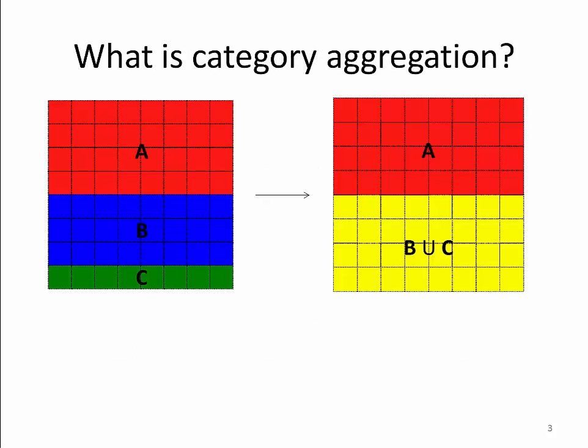You might be wondering, what is category aggregation? Category aggregation is a procedure that combines two or more categories to create a single broader category. For example, the map in the left has three categories, A, B, and C. If we aggregate categories B and C, we then only have two categories, A and the union of B and C. Aggregation can be very useful in cases where we have many categories, because interpretation is easier with fewer categories.